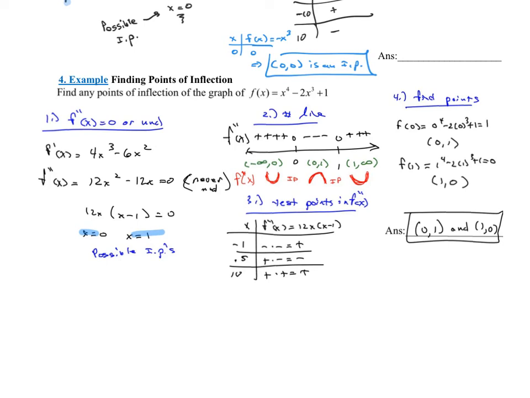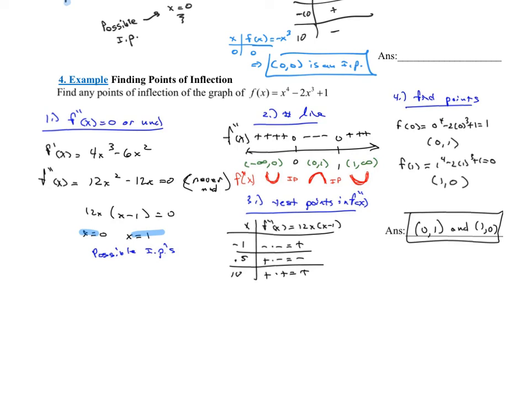I need to pick a test point in each one of those intervals, and remember I'm plugging it into the second derivative because I care about concavity. When I plugged in negative 1, I got a negative times a negative, which is positive. When I plugged in 1/2 or 0.5, I got a positive times a negative, which is negative. When I plugged in 10 into the function, I got a positive times a positive, which is positive. So the entire first interval must be positive, the entire second interval must be negative, the entire third interval must be positive. So what is an inflection point?